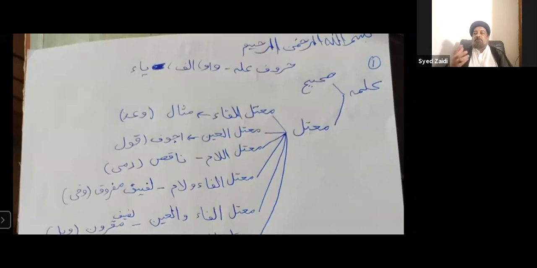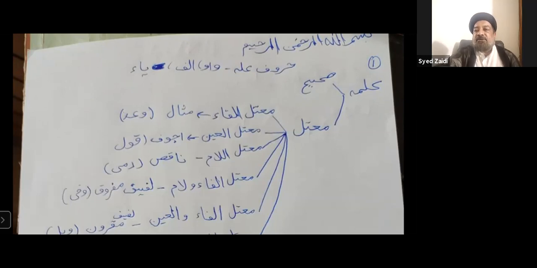Lafif means a little complicated, but mafruq means divided. As you can see, the fa'ul fi'il and lamul fi'il, the first letter and the last letter, are from huruf illa. Now this division between them, the letter fa is dividing waw from ya. Therefore we use the word mafruq, farq, mafruq. So lafif mafruq is the term used for mu'talul fa wa lam. And I've given you an example, wafaya.